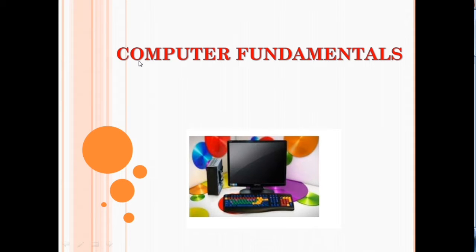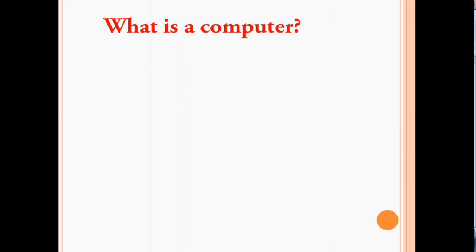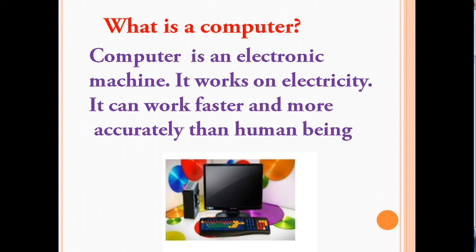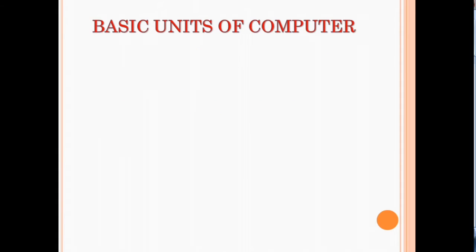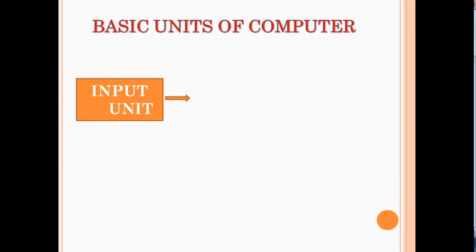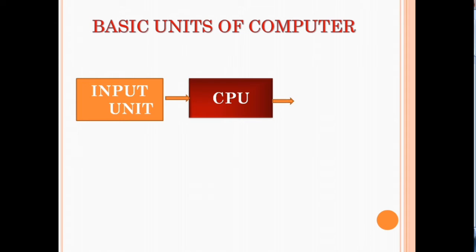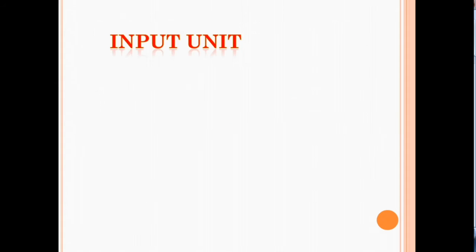Here my topic is computer fundamentals. What is a computer? Computer is an electronic machine. It works on electricity. It can work faster and more accurately than human being. Which are the basic units of a computer? Input unit, CPU, central processing unit, and output unit.